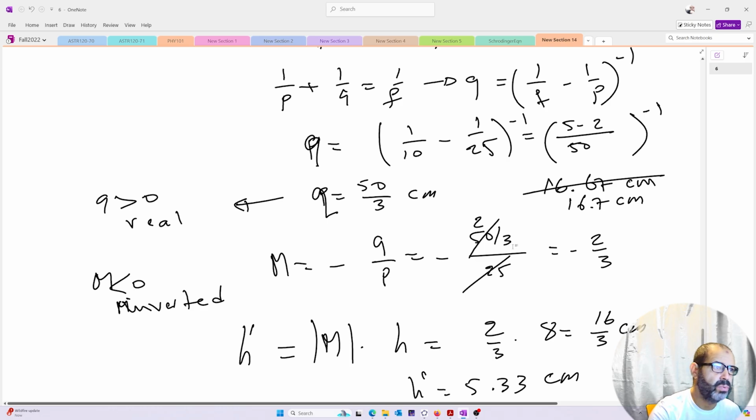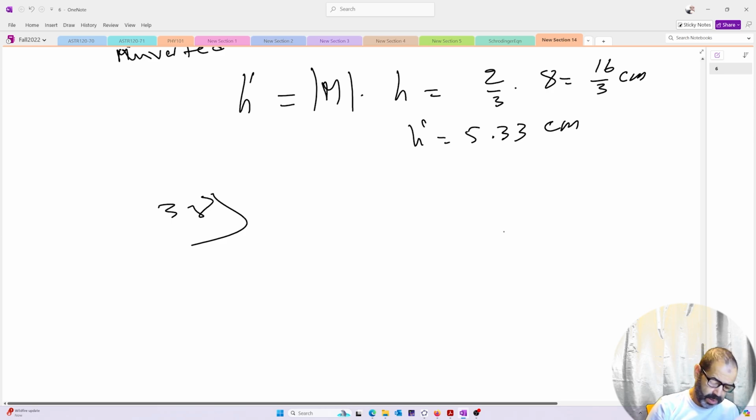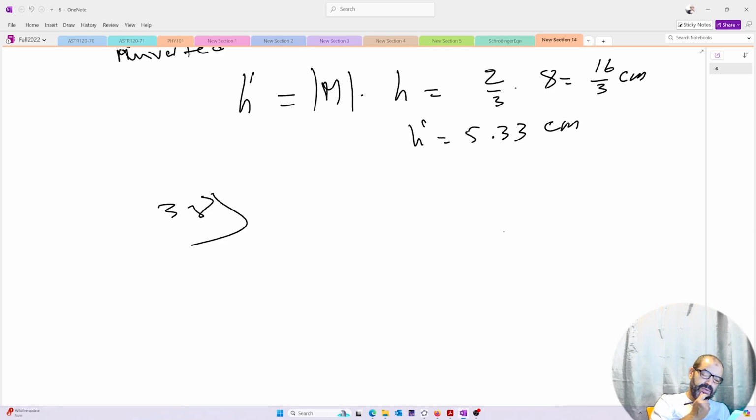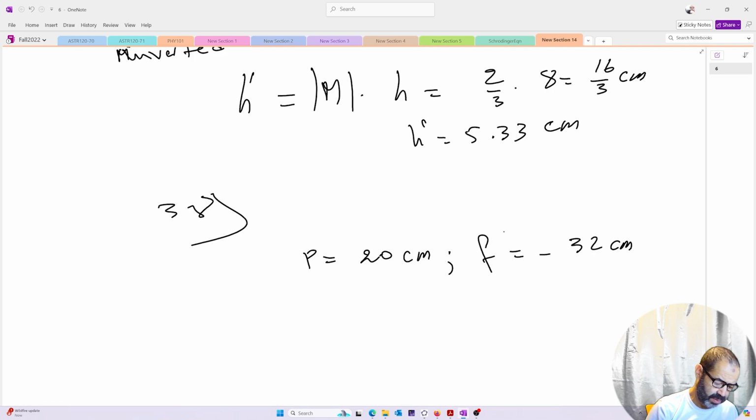Problem 38, which is the next problem. It says in here, an object is located 20 centimeters to the left of a diverging lens. So they said that P is equal to 20 centimeters, and of course F is negative in this case because it's a diverging lens, negative 32 centimeters. Okay. Determine the location, the magnification of the image, and do the diagram.